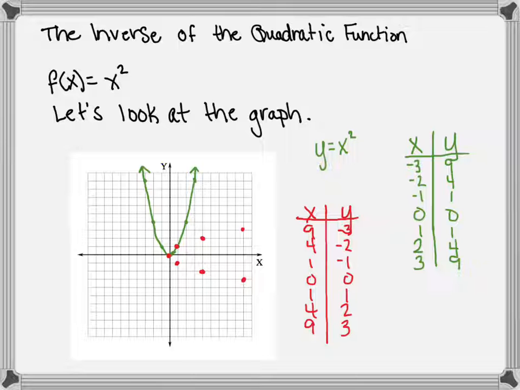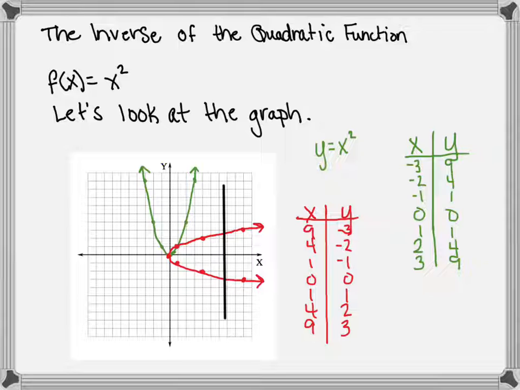And now if we fill in with the curve, we get the graph of what looks like a sideways parabola. And this looks like it's our inverse to our parent quadratic function. But this graph in red does not pass the vertical line test. So that means our graph in red, our inverse, is not a function.